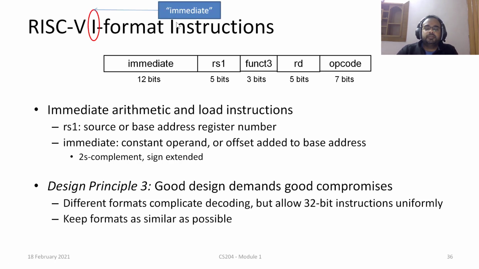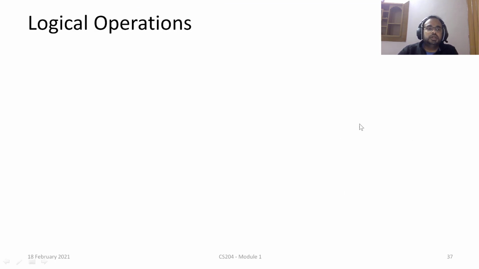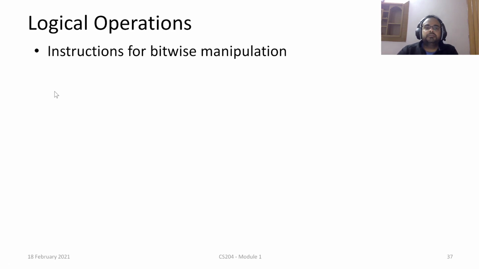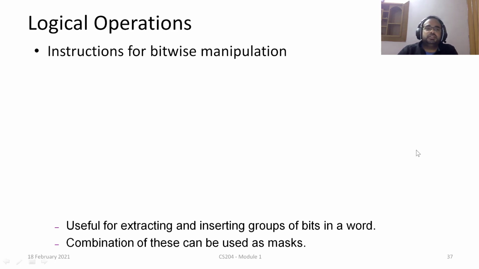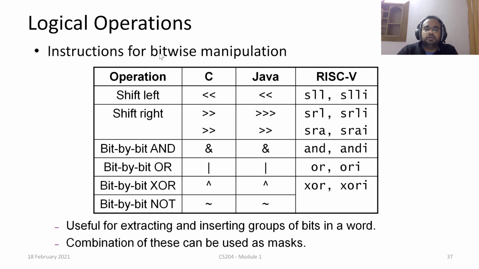Let's look at the other arithmetic operations, which are logical operations. These instructions help us to perform some bitwise manipulations on the data. They are primarily used for extracting or inserting a group of bits into a word. Also, a combination of these operations can be used as masks. Here is a comprehensive list of different types of logical operations that RISC-V provides.